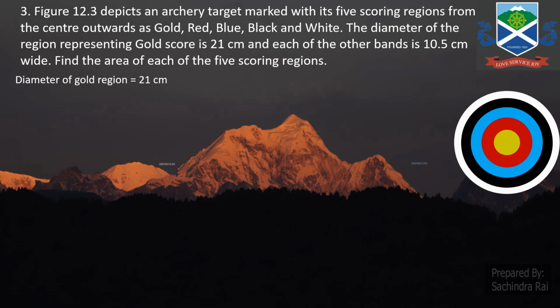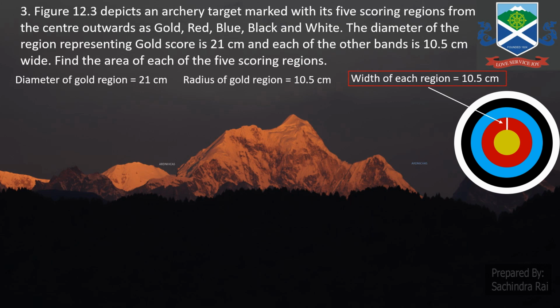Since the diameter of the gold region is given as 21 centimeter, the radius of the gold region would be half of 21, that is 10.5 centimeter, and the width of each region is given as 10.5 centimeter. This is the width of the region. So for red, blue, black and white, they all are 10.5 centimeter.